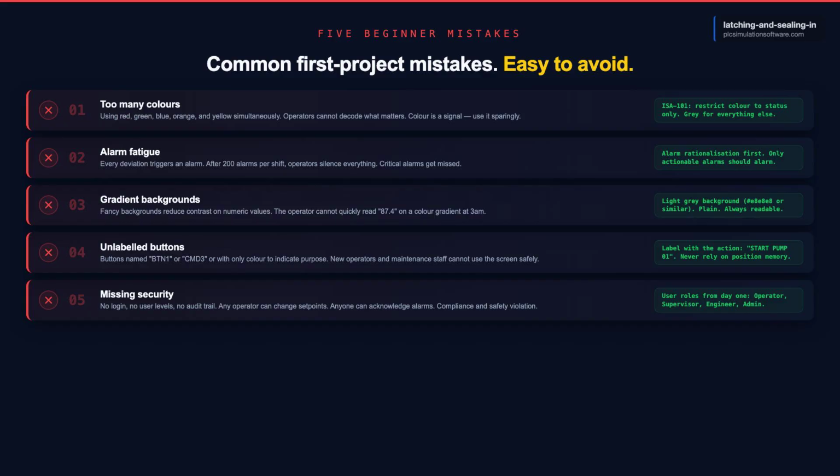Unlabeled buttons that rely on tribal knowledge. Operators learn from each other rather than the interface, which means turnover destroys institutional memory. Missing security boundaries. Anyone walks up and changes the set point because there is no operator versus engineer permission split. Each of these mistakes is easy to make and very hard to retrofit later.